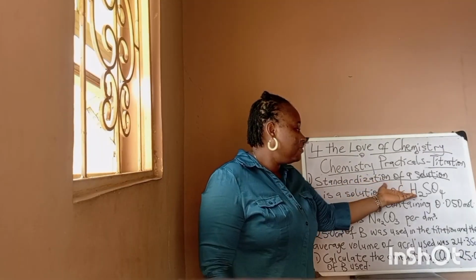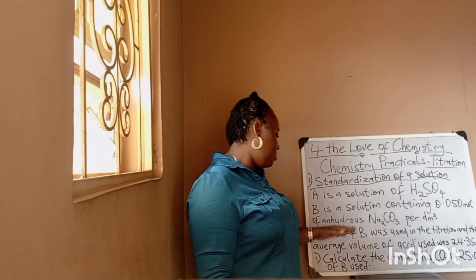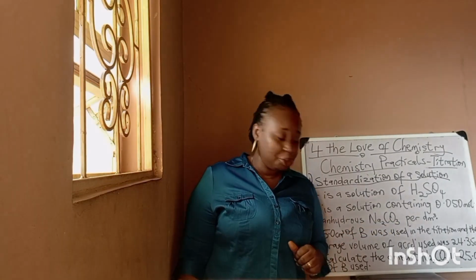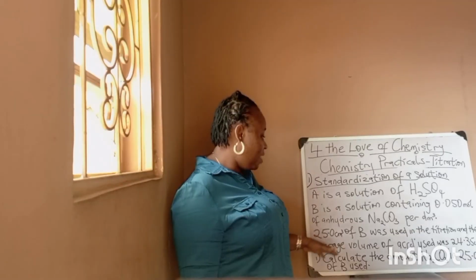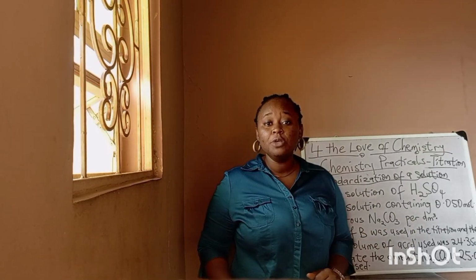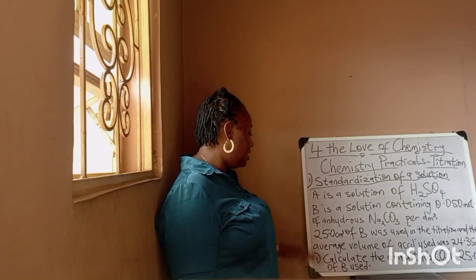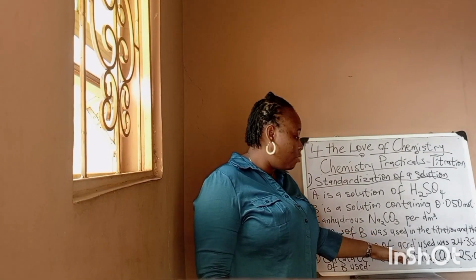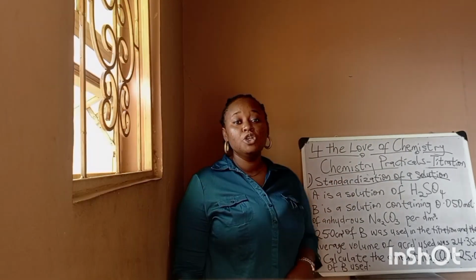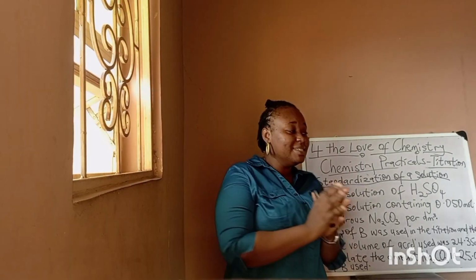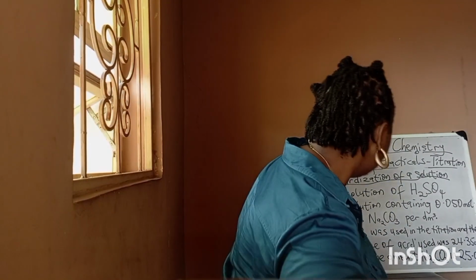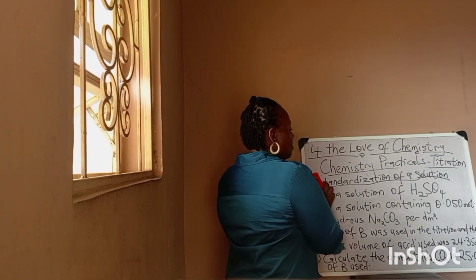After the titration between A and B, 25 cm cube of B was used in the titration, and the average volume of acid used was 24.35 cm cubes. So the first question says, calculate the amount of sodium trioxocarbonate(IV) in 25 cm cube of B used. This is a very simple question because we know the formula for amount.